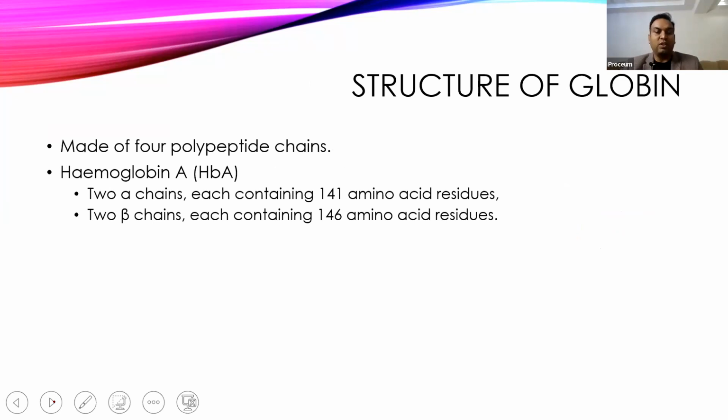So first we see the structure of the globin. Globin is a polypeptide chain. It is made up of 4 chains. And there are 3 types of hemoglobin: hemoglobin A, hemoglobin F, hemoglobin A2. Normal hemoglobin I'm talking about. The hemoglobin in adults is called hemoglobin A. A stands for adult. And it contains 2 alpha chains and 2 beta chains. Out of this, the alpha chain is smaller, containing 141 amino acids, while the beta chain contains 146 amino acids. They combine together and form hemoglobin A.